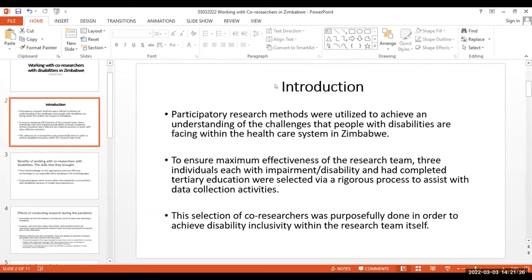So we utilized participatory research methods to achieve an understanding of the challenges that people face. And to ensure maximum effectiveness of the research team, we recruited three individuals, each with a disability, and we ensured that each had completed tertiary education to assist with our data collection activities, which were mainly face-to-face interviews. So this selection was done purposefully so that we could achieve disability inclusivity within our research team itself.